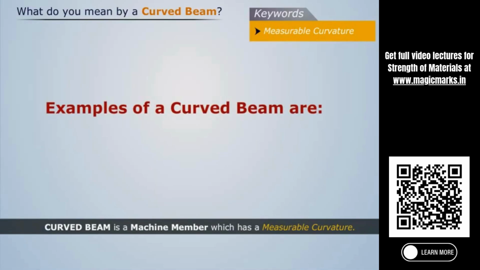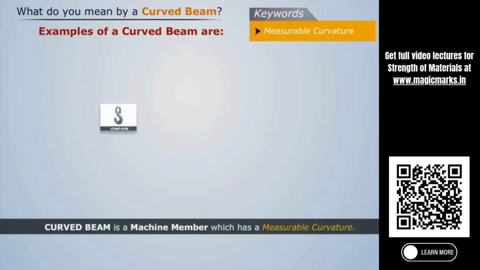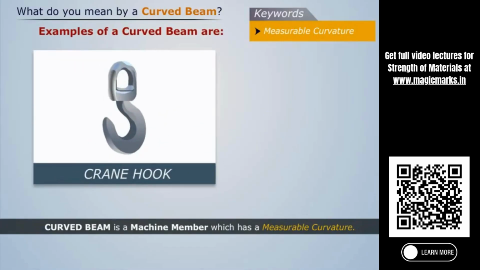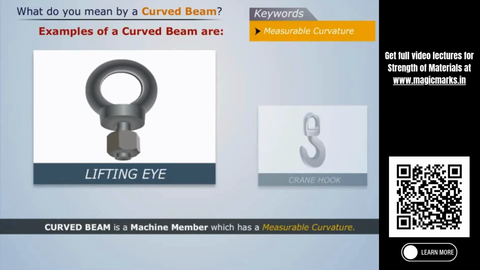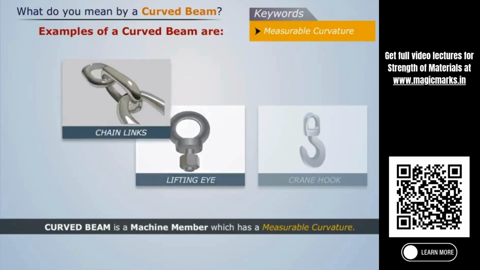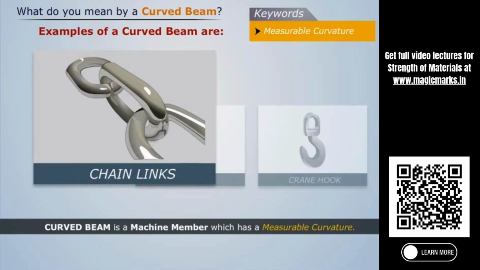Some of the examples of a curved beam are crane hook, lifting eye, and chain links.